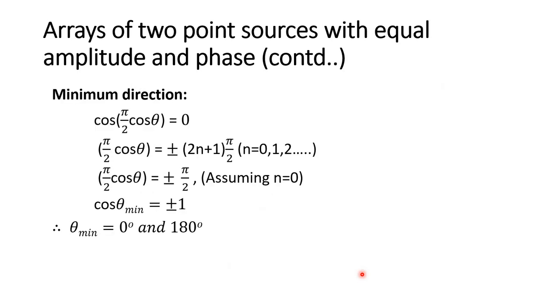Then for the array of 2 point sources with equal amplitude and phase, we have to find the minimum direction. Again, for the electric field to be minimum, cos of pi by 2 cos theta should be minimum. For that we are equating it to 0. So cos of pi by 2 cos theta is equal to 0. In the next step, cos is taken to the right hand side, becomes pi by 2 cos theta equal to cos inverse of 0, which we will write as plus or minus (2n plus 1) pi by 2, and n is equal to 0, 1, 2, any values.